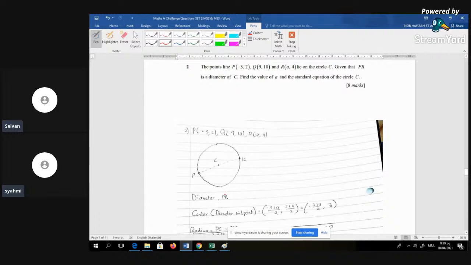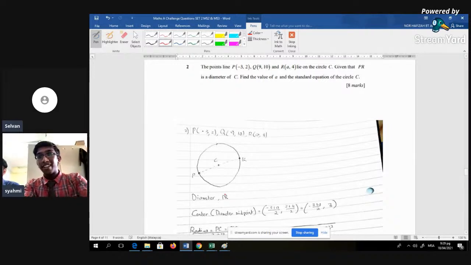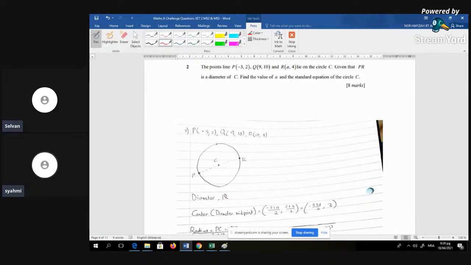Kasih. Buka kamera. Tak payah. Ni dah buka. Kita balik. Kita dah buka kan? Okay.